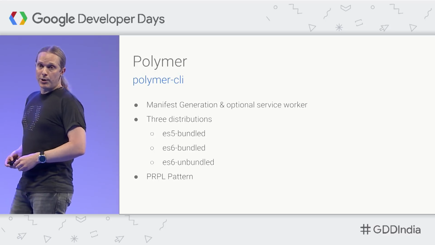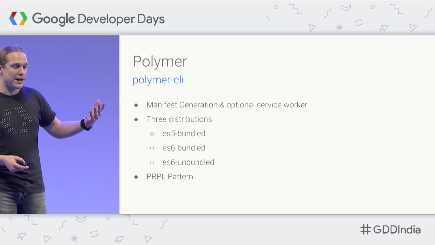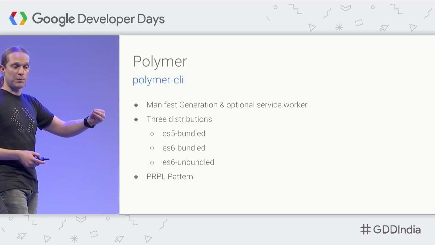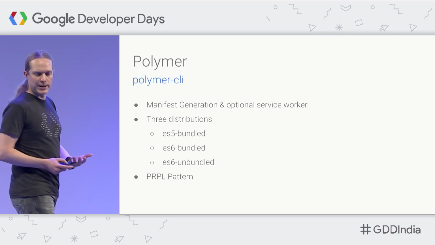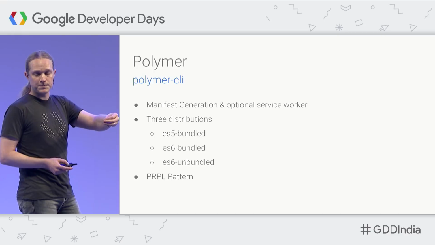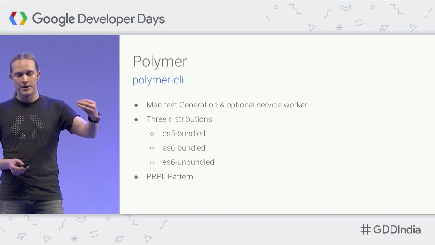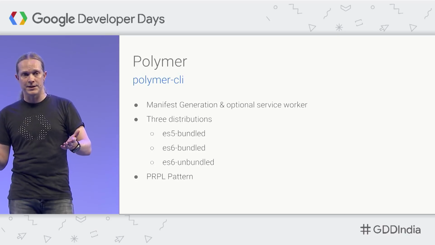We've then got the Polymer CLI for the Polymer framework. This gives you, again, manifest generation and an optional service worker you can drop in. Some approaches that Polymer takes are quite interesting. By default, they give you 3 different bundles. They give you an ES5 bundle, an ES6 bundle, and then they also give you an unbundled ES6 version.